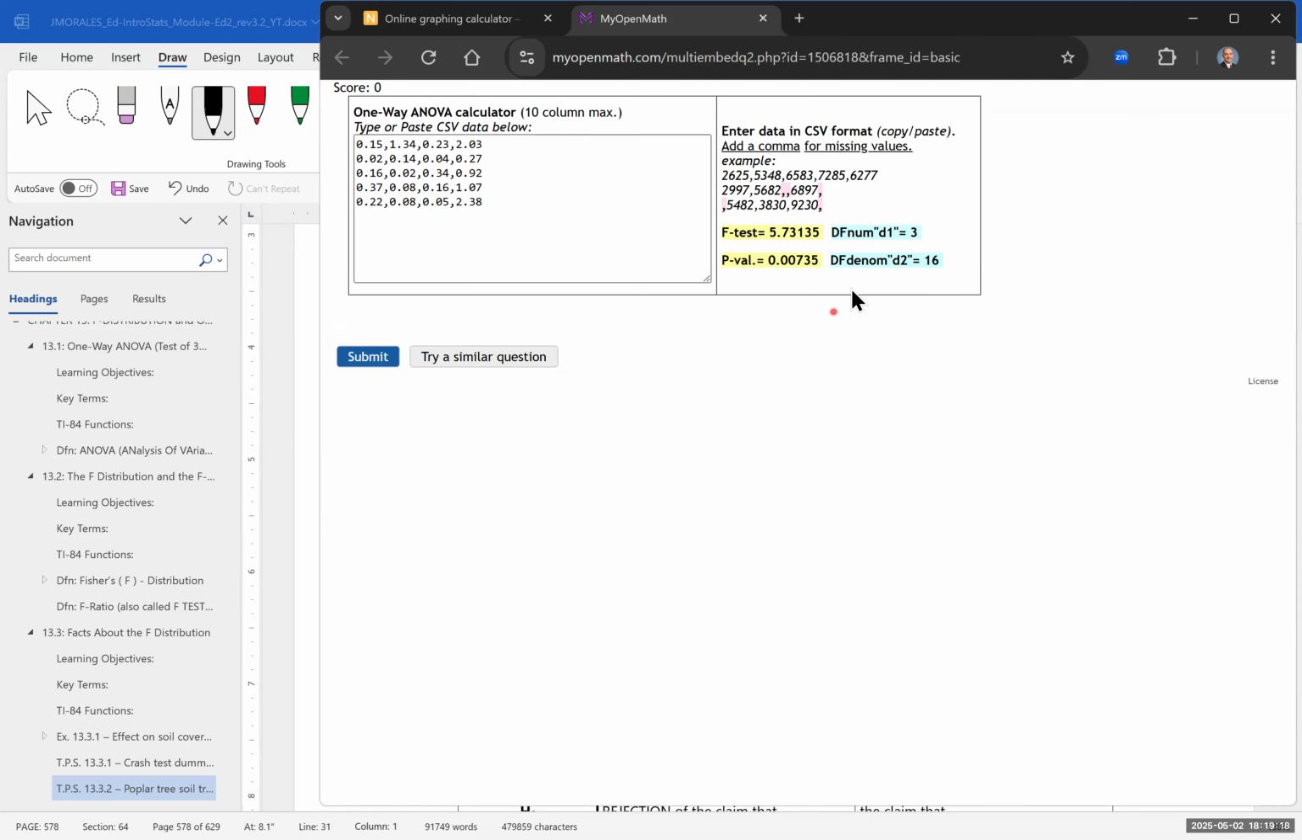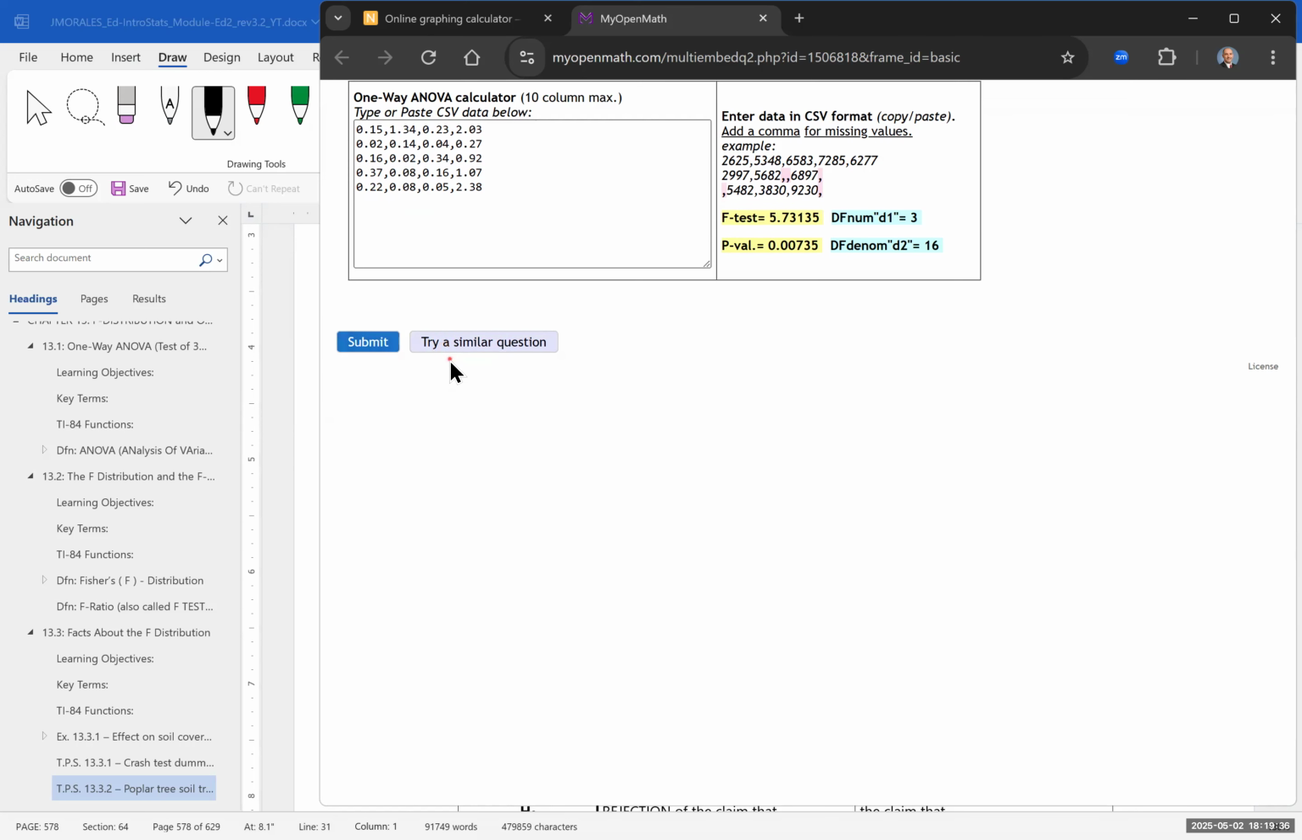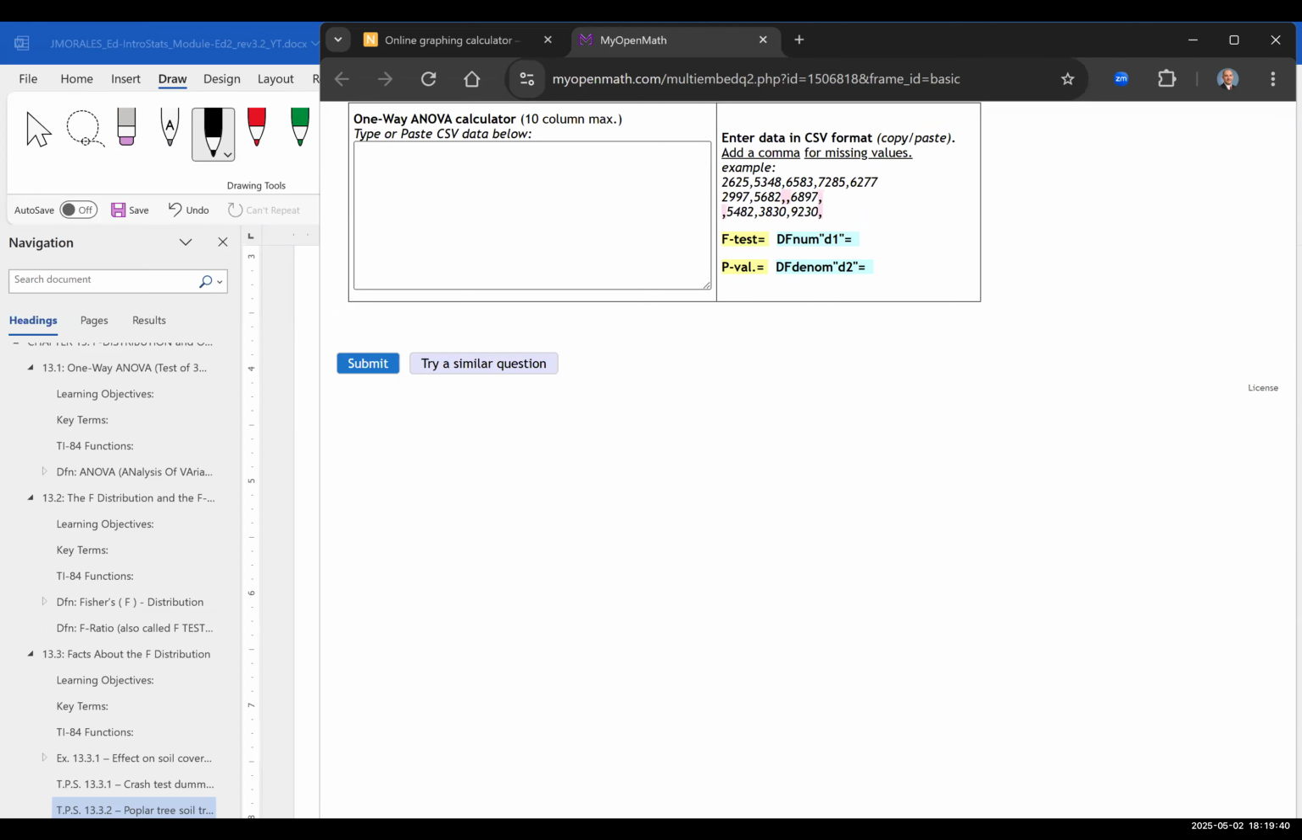All right, so we got the same values as before. Now, one thing I haven't mentioned yet is that if you want to clear this to have it free, you could select it all and hit delete, but if you try a similar question, see, it all goes away. Okay, so that's a way to clear that.